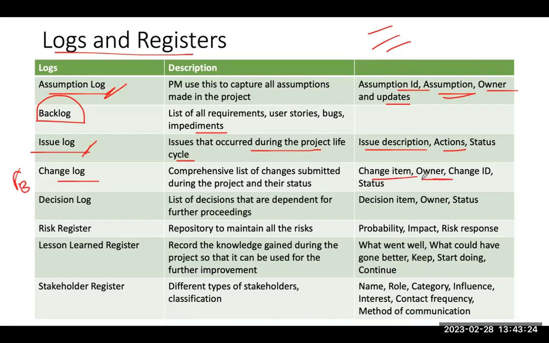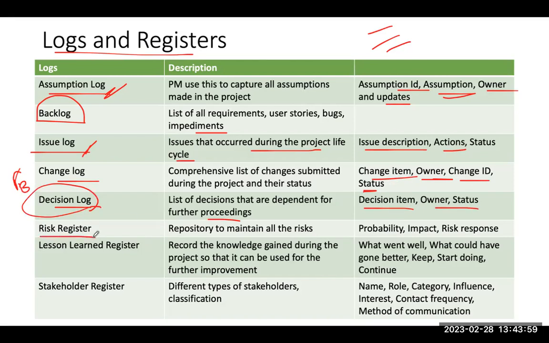And who is the owner? And what is the change ID? And what is the current status? Decision log. A comprehensive list of decisions is maintained in the decision log. A list of decisions that are needed for further proceedings. For example, I'm seeking some decision from my leaders, and how do I monitor them? I update all my decisions in the decision log, and it is similar to the change log, where I maintain the decision item, owner, and the status.